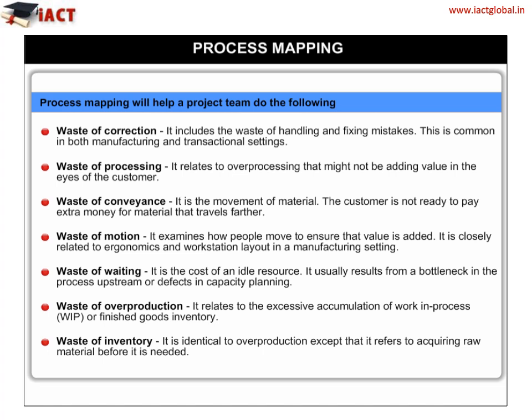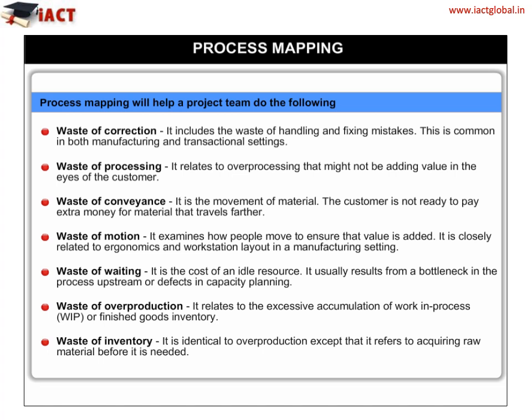Then, there is the issue of waste of conveyance, which occurs in the course of materials movement. In a manufacturing environment, it is very clear that the customer will not have to pay any extra money for materials that travel long distances. In the transactional setting, instead of materials, the conveyance deals with information. Information is acquired from a customer, manipulated or transformed, and then returned to the customer in a desired value-added format.